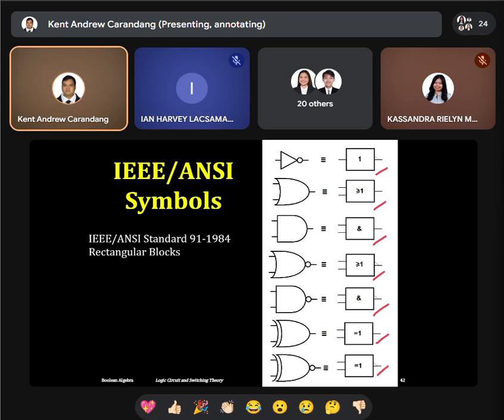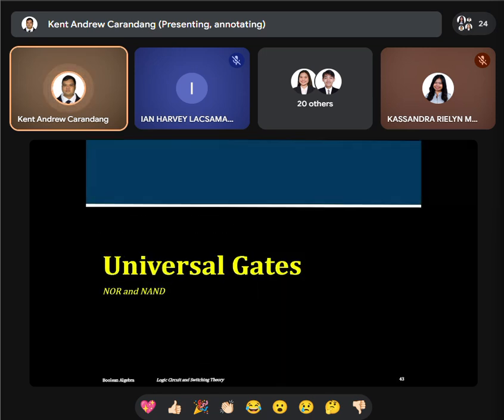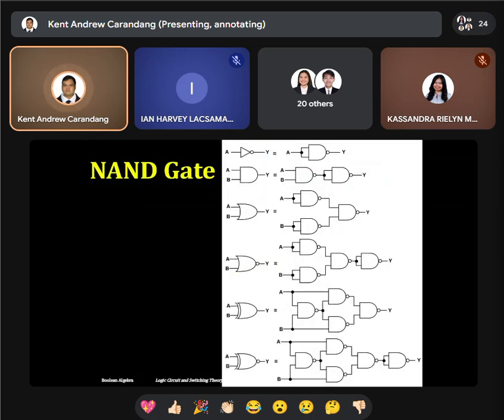Okay. So next, universal gates. This is the universal gate. This is the equivalent. If it is a NOT gate, you can use an AND gate, and if there is one input, you can have this.